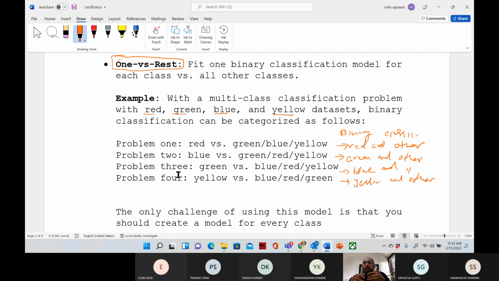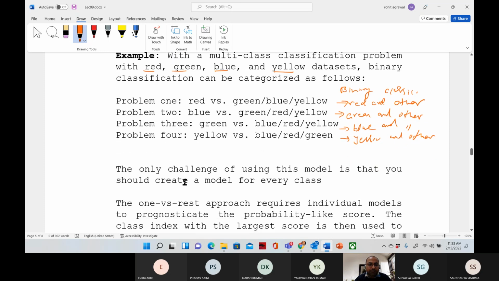But Python libraries are built, so they internally have this kind of mechanism. So we don't need to take care of it, but we should know how it works. If someone asks you in an interview how multi-class classification works, be familiar with the mathematics of binary classification. So this is one versus rest, or one more is there.